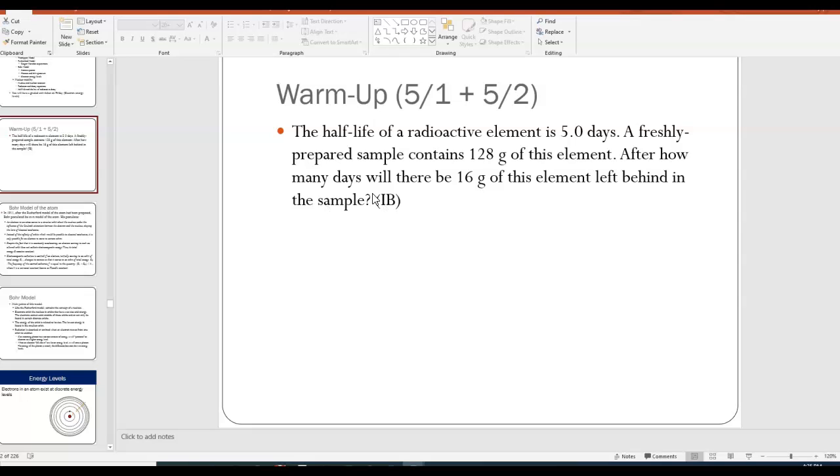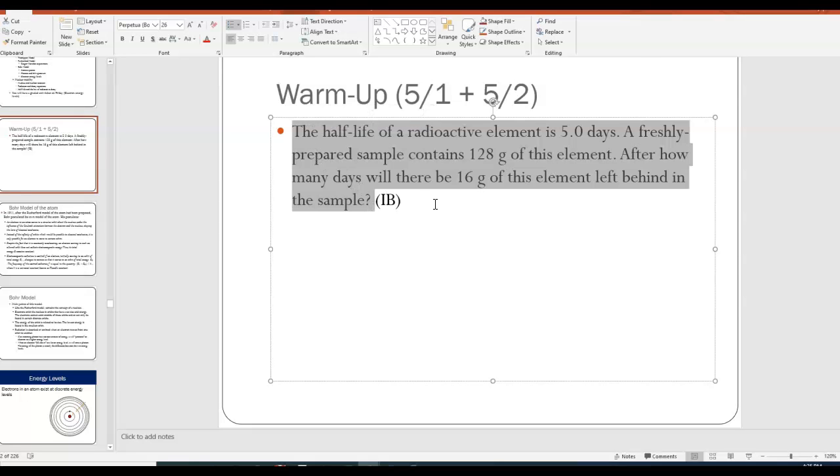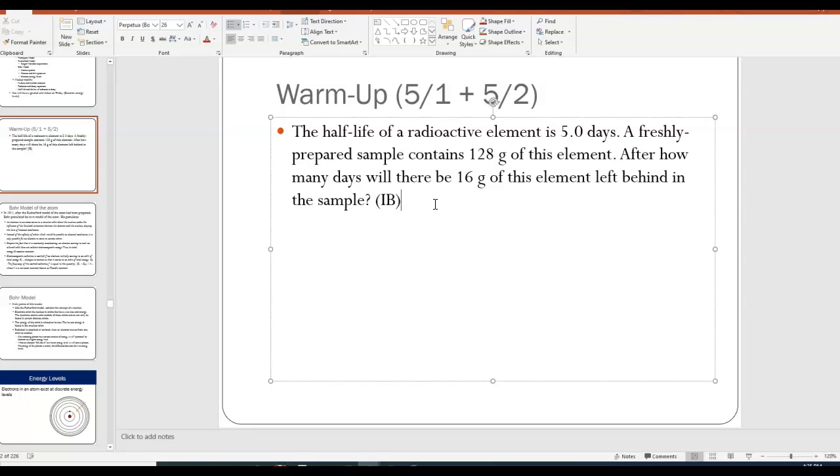This question was actually taken from a previous IB exam. And if I'm not mistaken, this question was originally a multiple choice question on the IB exam a couple of years ago, but I've taken the multiple choice part out. So the question says the half-life of a radioactive element is 5 days. A freshly prepared sample contains 128 grams of this element. After how many days will there be 16 grams of this element left behind in the sample? Okay, so if you understand the concept of half-life, this is a very simple problem to do.